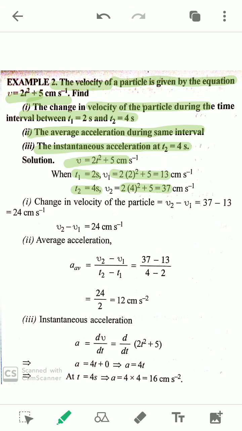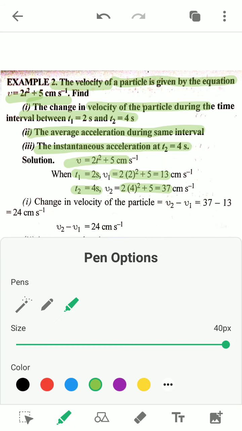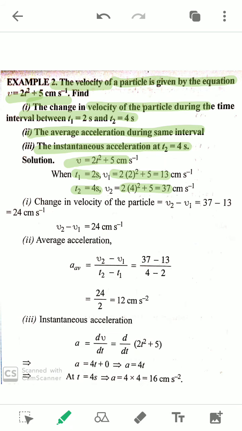So the first point is the change in velocity. It means velocity at t2 minus velocity at t1, that is v2 − v1, and the solution is 24. We calculate average acceleration. Average acceleration is equal to change in velocity upon change in time. So (v2 − v1)/(t2 − t1) = (37 − 13)/(4 − 2), and the solution will be 12. We calculate instantaneous acceleration.